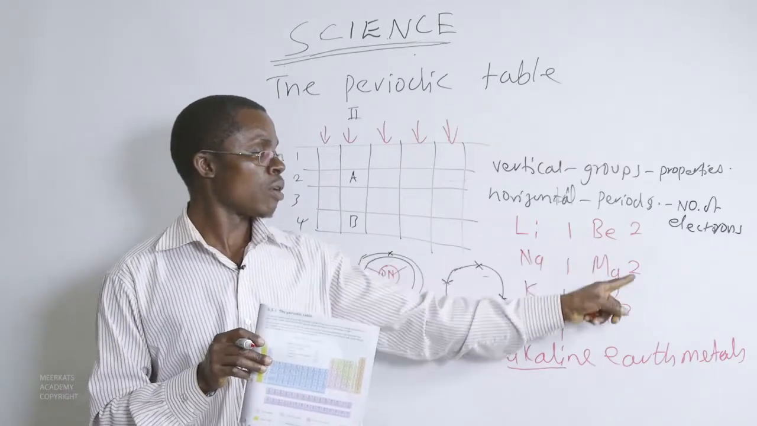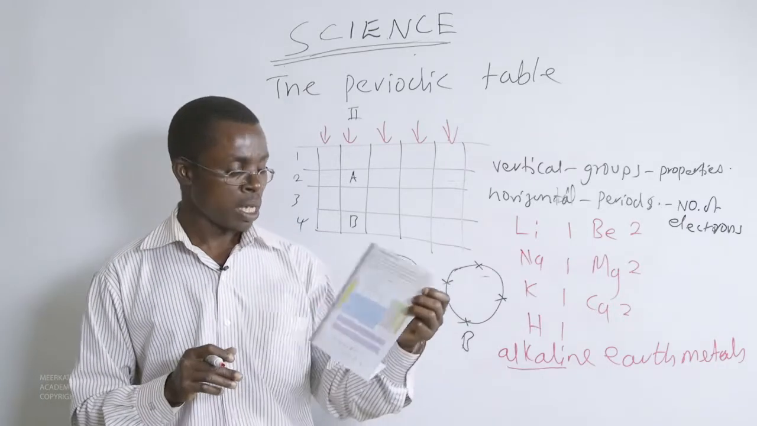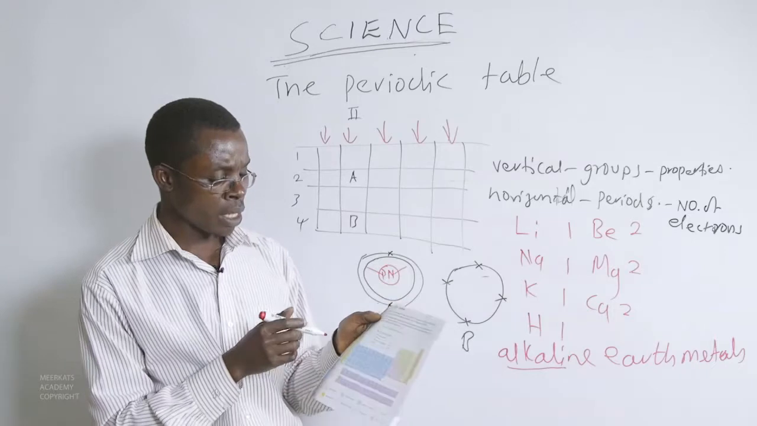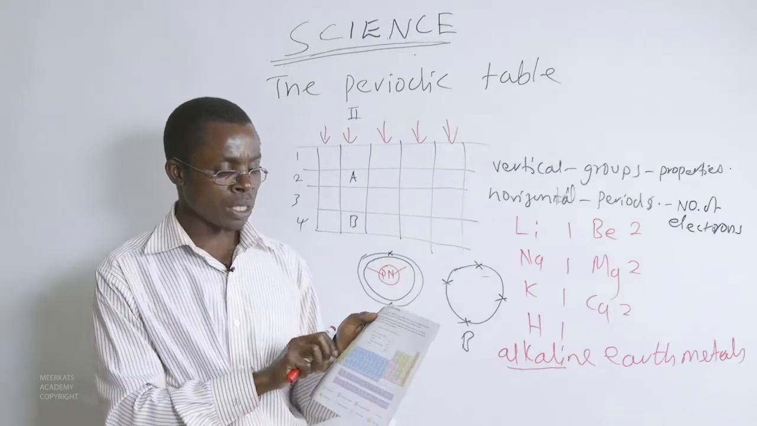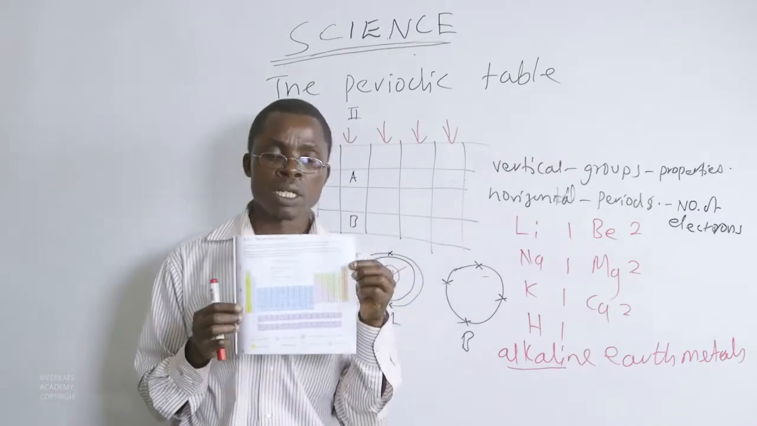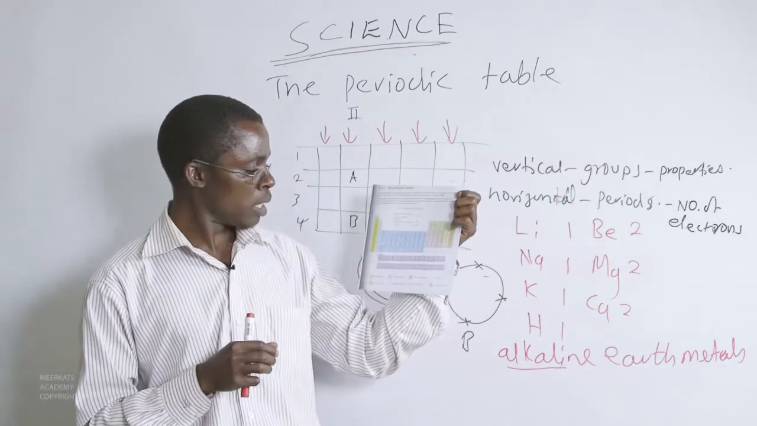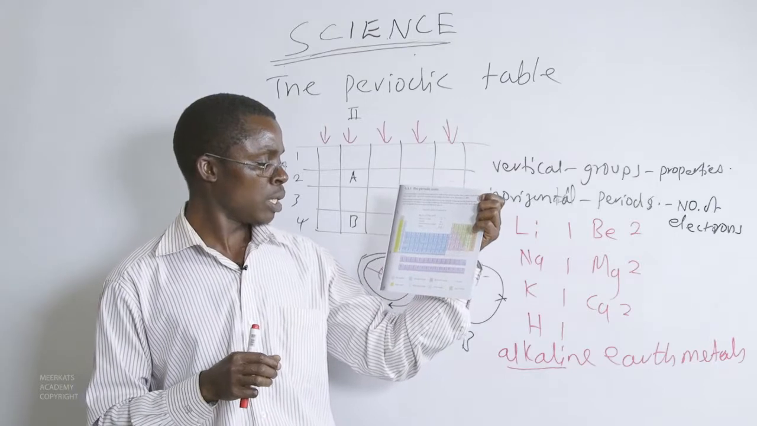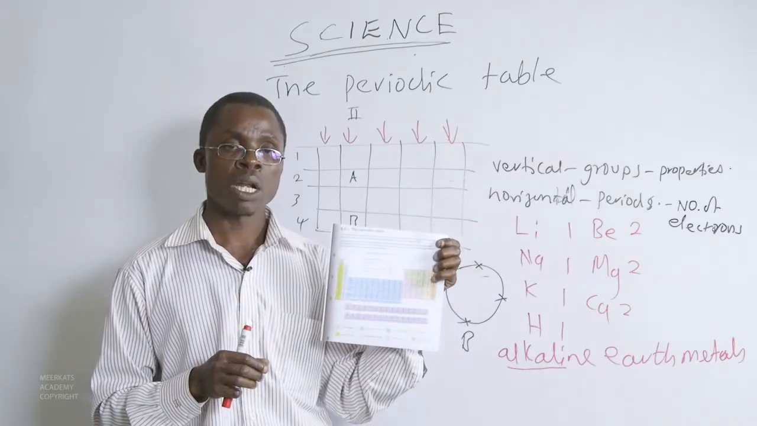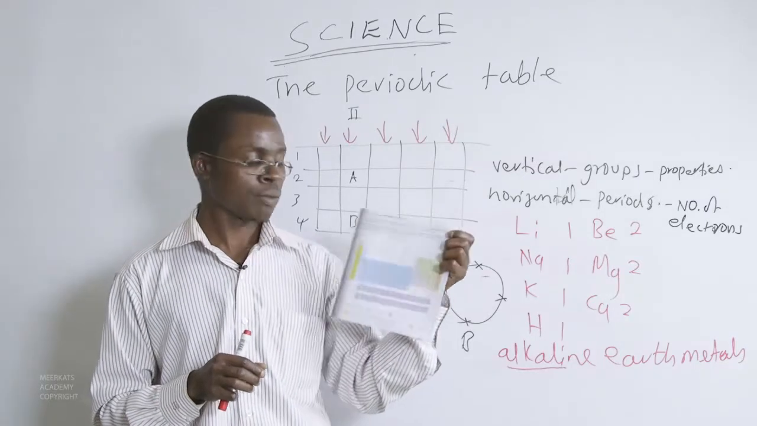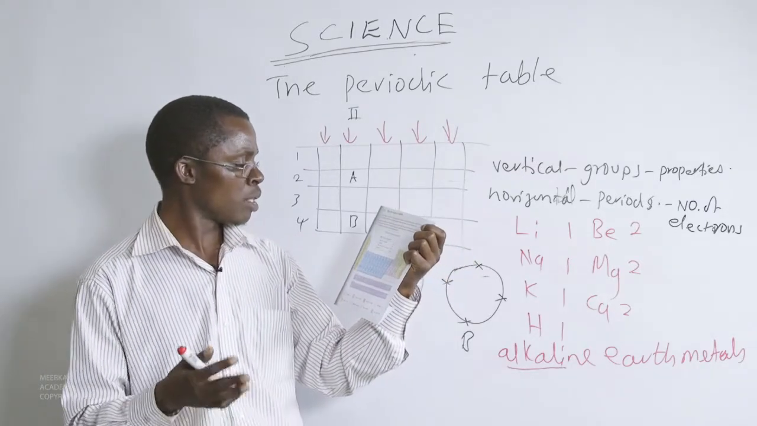Why? They all have 2 electrons in their outermost energy level. Then after that, we have another set which is now the biggest in the table, as you can see. And this one is what we call transition metals. It is the biggest and it has so many of them.